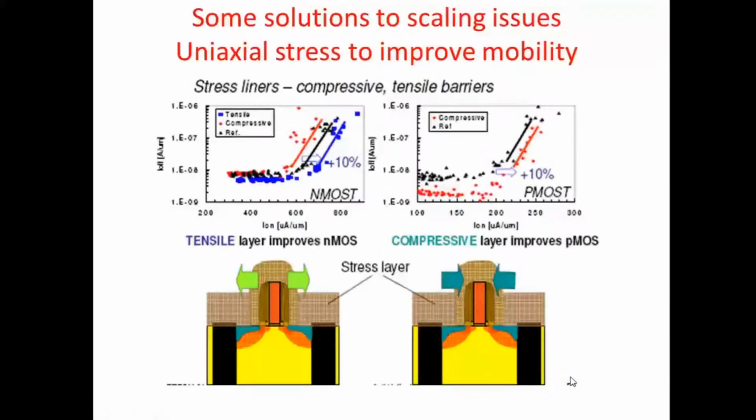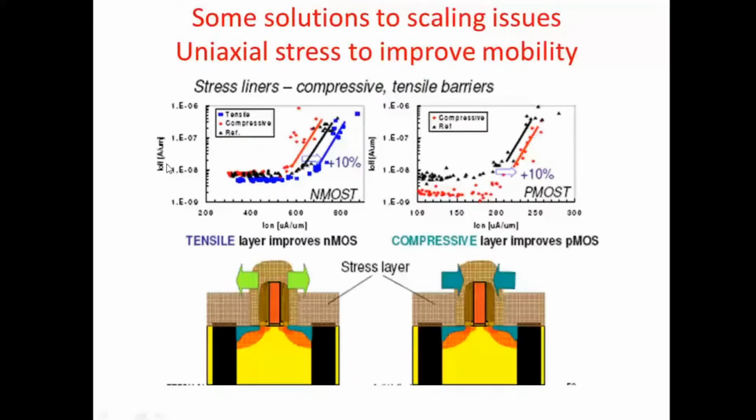The mobility of the electrons and holes tends to degrade. So this mobility can be improved by providing uniaxial stress. For NMOS, we provide a tensile stress on the gate, as shown in the diagram. For a PMOS, we provide a compressive stress, shown here.